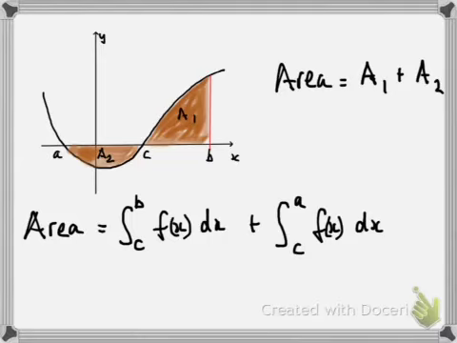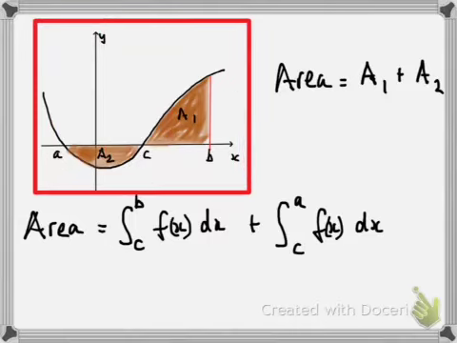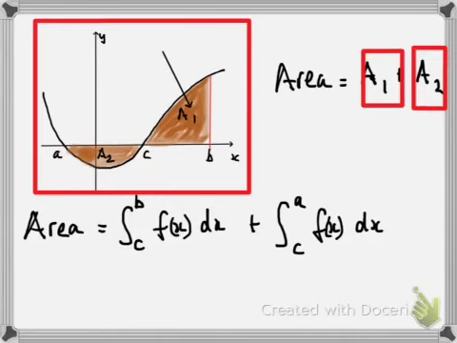So here we've got a function, looks like a cubic function over here. You can see it there. And we've got two areas. We've got A1 and A2. You can see where they are on the diagram. Now A2 is below the axis and A1 is above the axis.